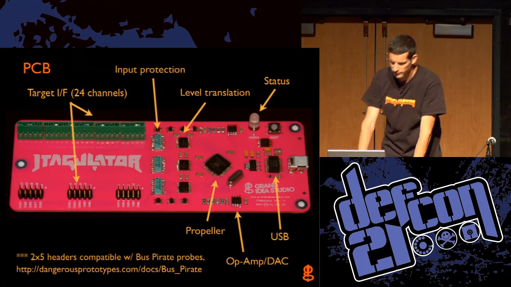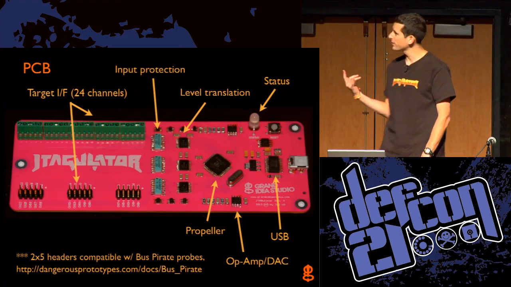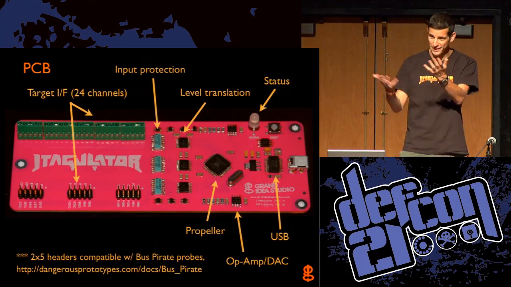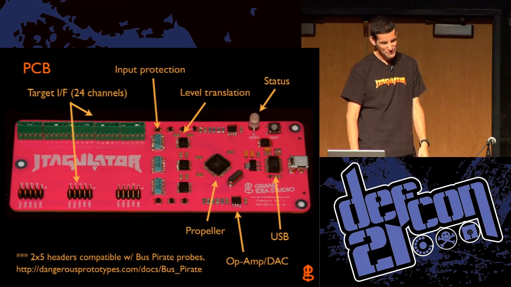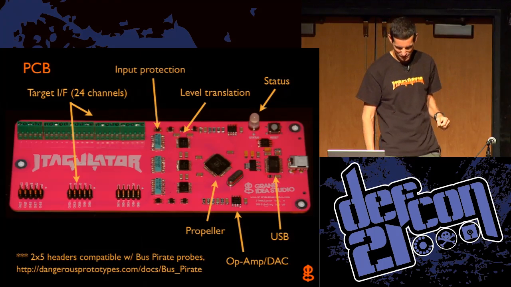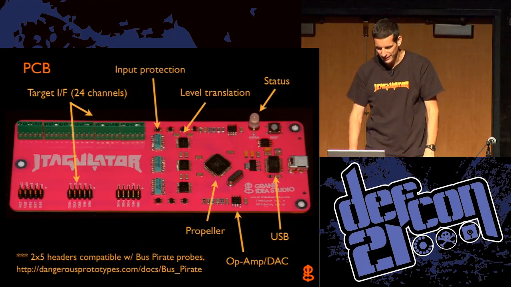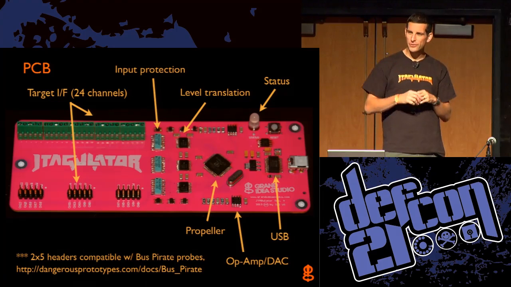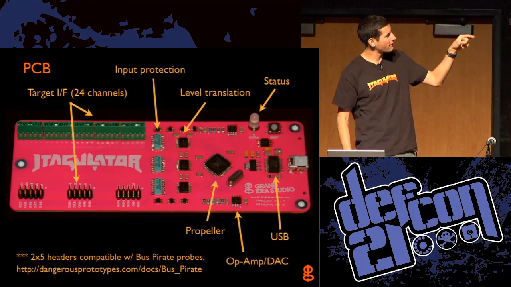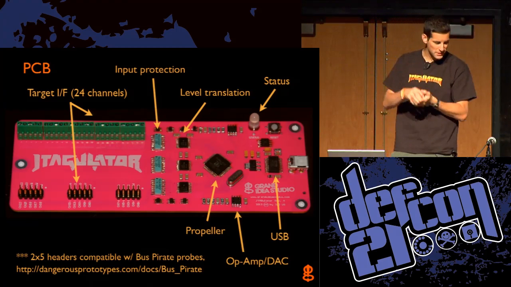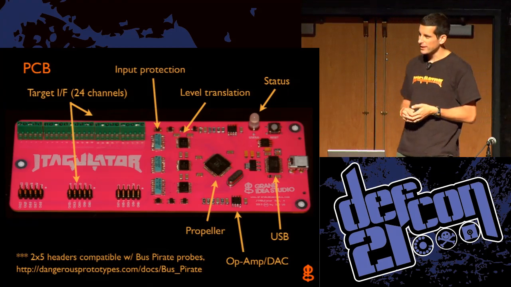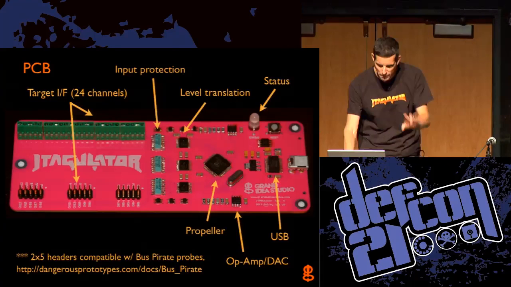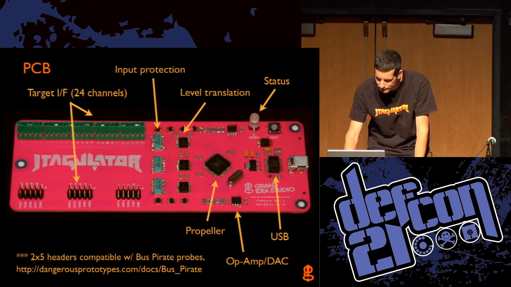Here's the board. I figured it had to be pink with a heavy metal JTAGulator logo. Someone's clapping, they like pink. I like pink too. What better contrast, right? It was fun. But here's the basic setup. There's 24 channels either through screw terminals or through the 2x5 headers, which are compatible with the Bus Pirate probes. So you can just plug into the headers, and then you'll have little mini clips that you can use. So depending on what your interface is, you could use either one.